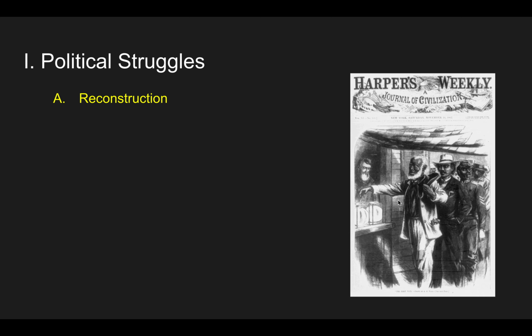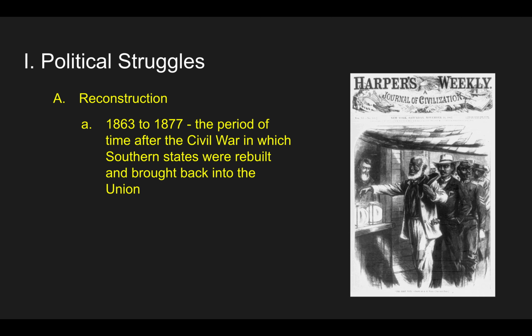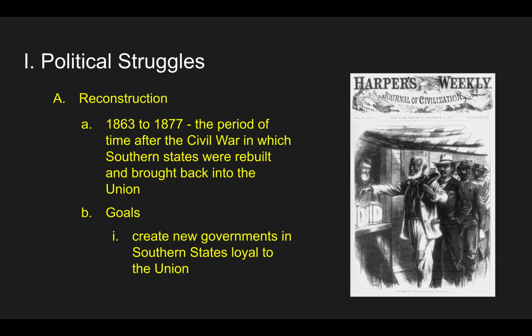Uppercase A, Reconstruction, and lowercase a, 1863 to 1877, the period of time after the Civil War in which Southern states were rebuilt and brought back into the Union. Goals of Reconstruction. The first goal: create new governments in Southern states loyal to the Union. And the second goal was to abolish slavery. But you're going to see that perhaps politicians and leadership wanted to go further.